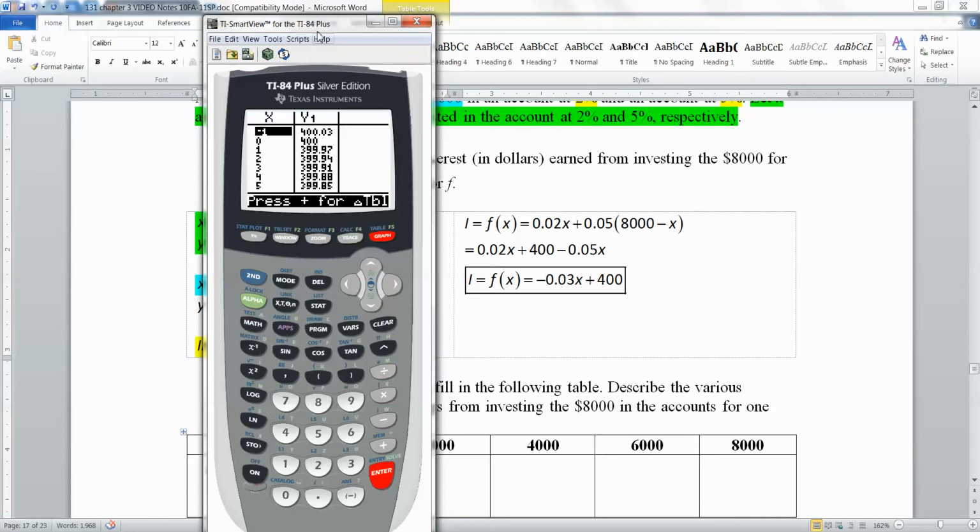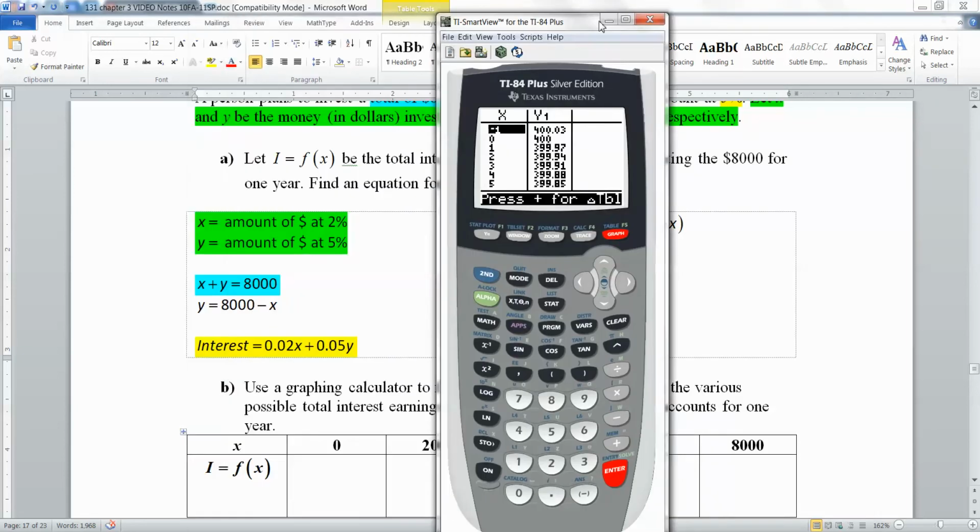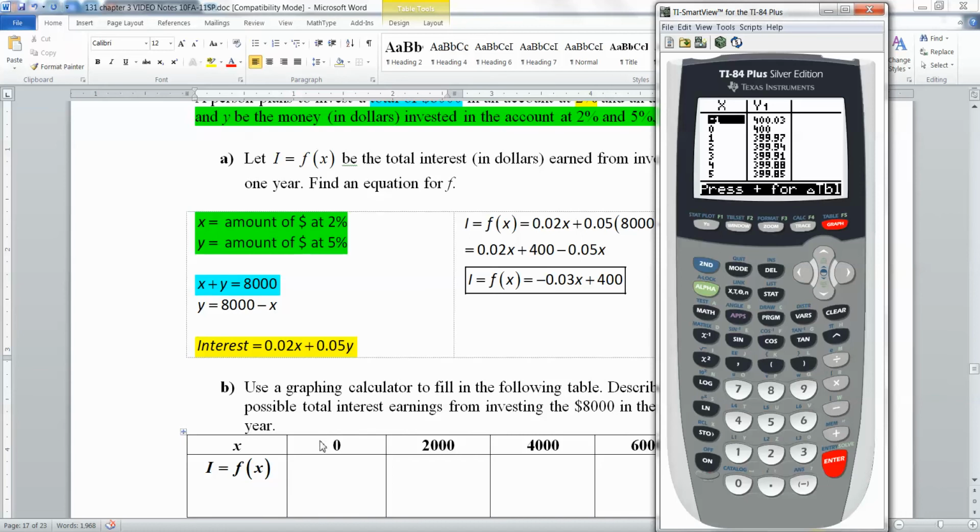Oh, and this is the time where I can teach you a little bit about the table. So you can see that it's going 0, 2,000, 4,000, and so on. So let's see what happens. If I type 0, it's not going to get it to me. So that's no good. So I don't want to have to sit here and go down, down, down, down, down all the time to get to the next number.